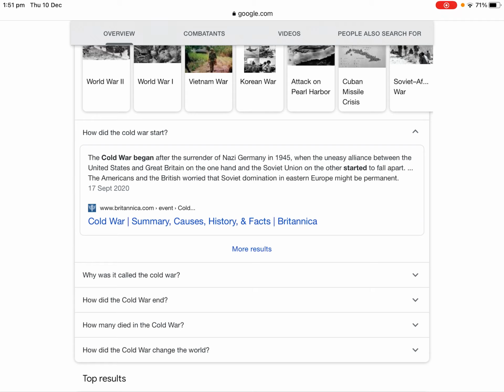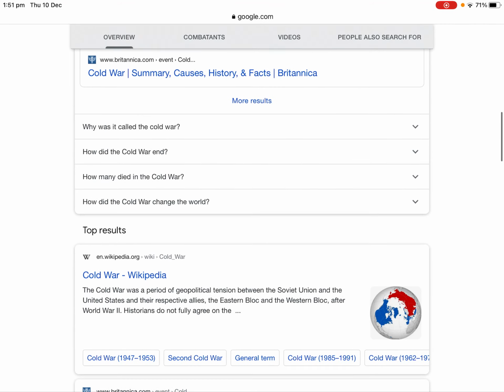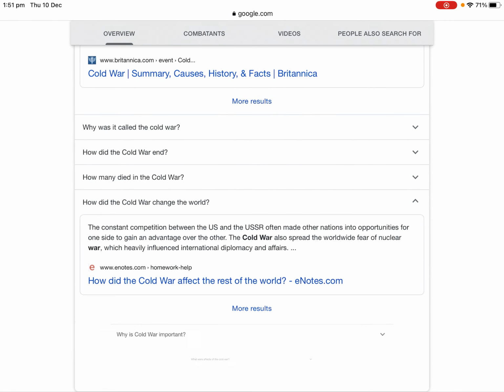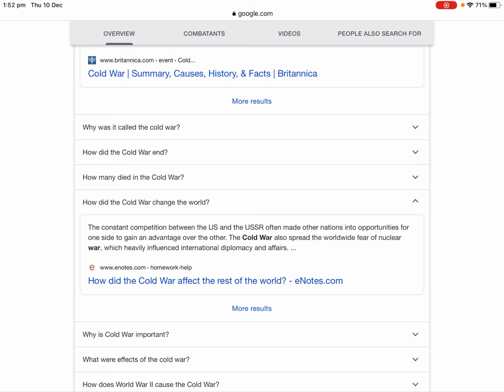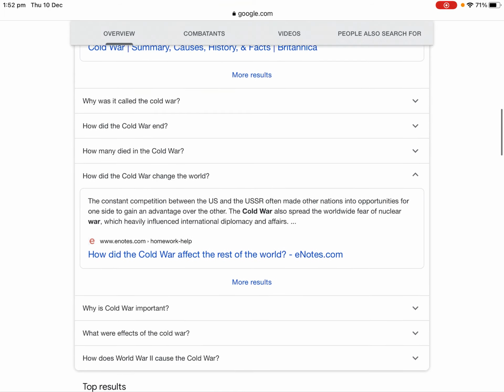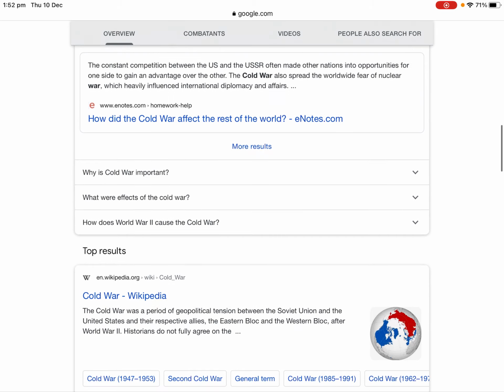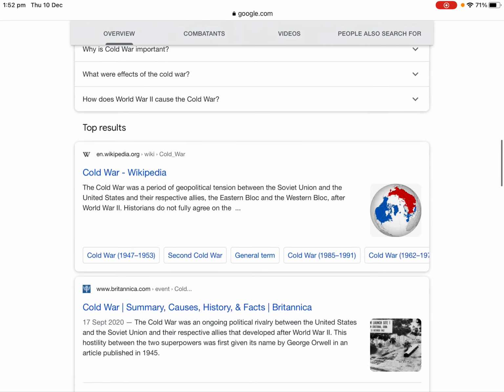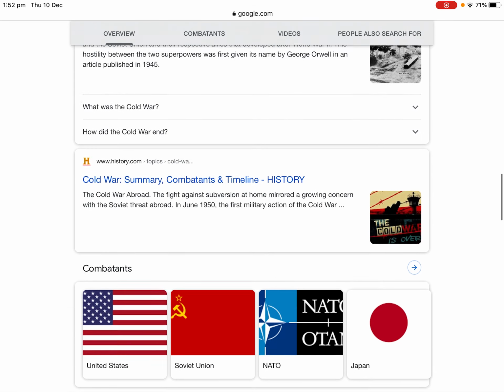The Cold War began after the surrender of Nazi Germany in 1945. The Cold War changed the world. Why is the Cold War important?